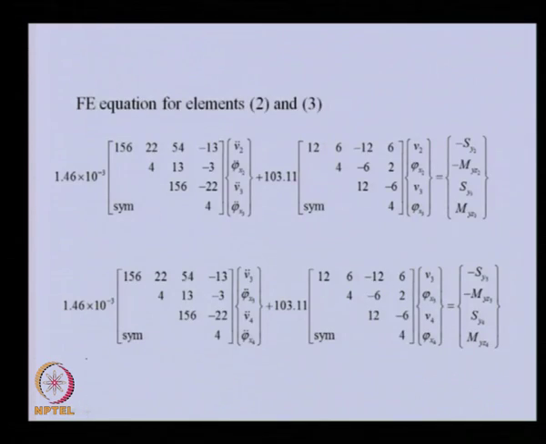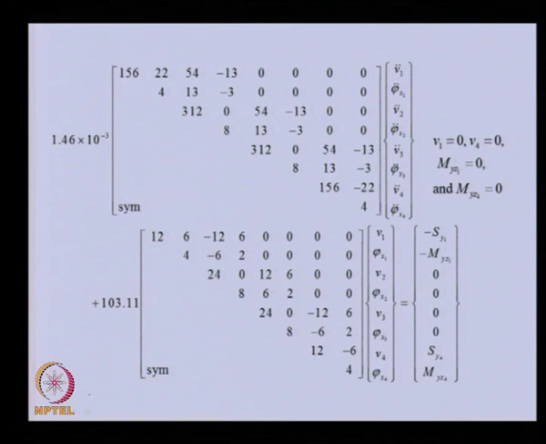In the same way, we can obtain the equations for elements 2 and 3. Because the size of the elements is exactly the same, the mass and stiffness matrices will be exactly the same as the previous one. Only the nodal displacement vector changes: nodes 2 and 3 for element 2, and nodes 3 and 4 for element 3. Similarly, these are the reaction forces and moments of elements 2 and 3. Once we obtain the elemental equations for all 3 elements, we can assemble them.